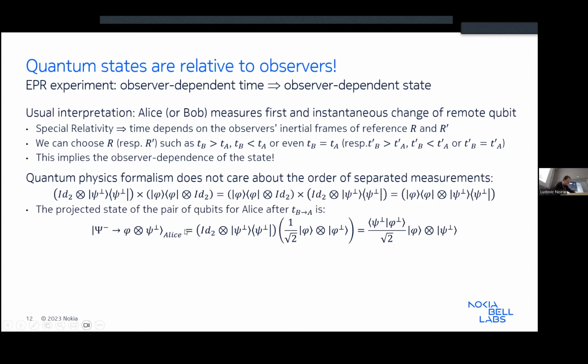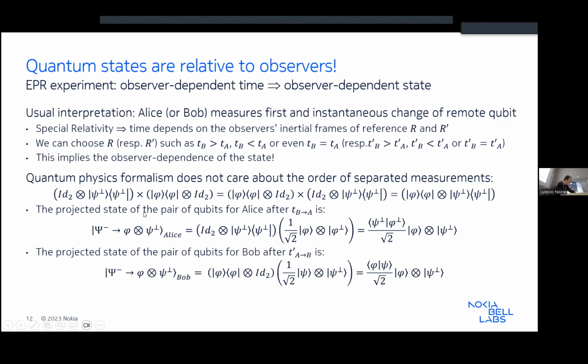So in that case, for Alice, you could do the calculation. Alice, as an intermediate state, has this projected vector. You apply the fact that Bob observed psi orthogonal, and you obtain this formula. You can do the calculation, it's easy. And the projected state for Bob, after he received the information from Alice about her measurement, you do the calculation in the same way.